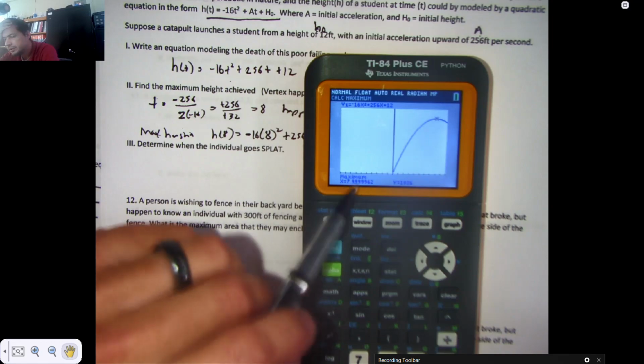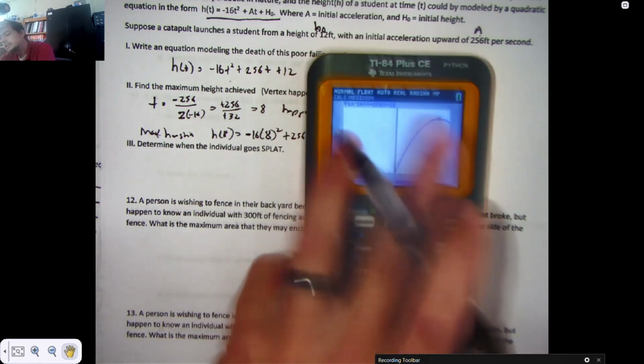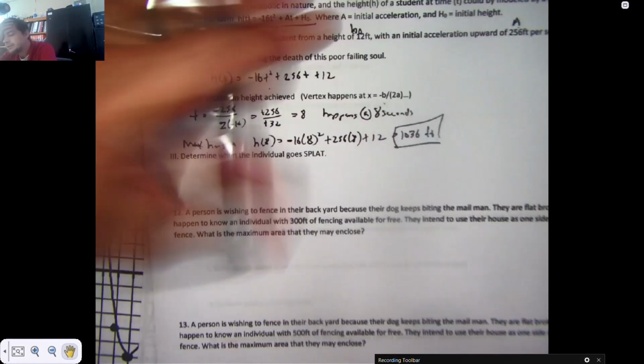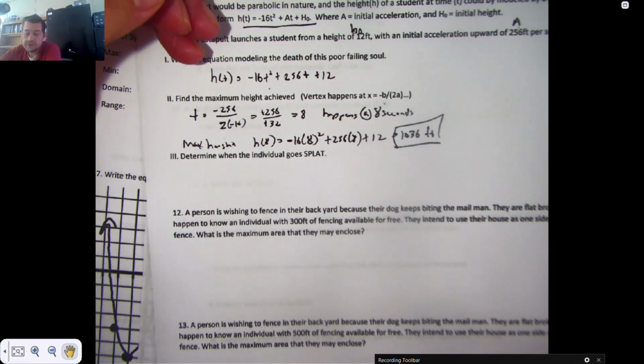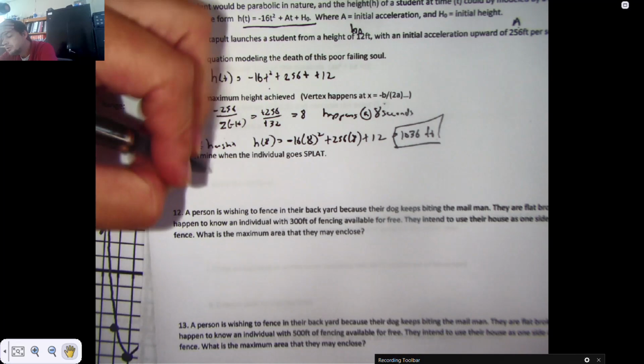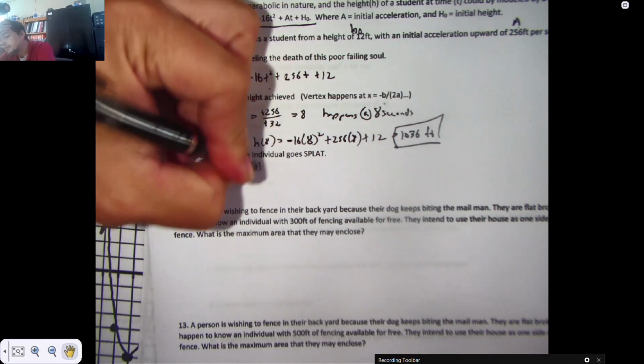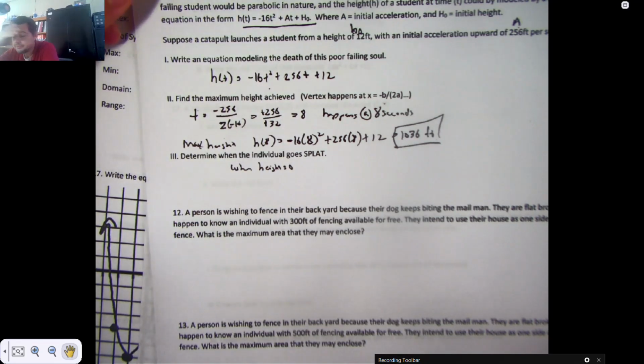There's rounding errors, by the way. So that's kind of cool. Now, the time when the individual goes splat. I just did a video a few minutes ago, though from your perspective, you might have watched it yesterday. The individual goes splat when the height is 0, because that's when you hit the ground.